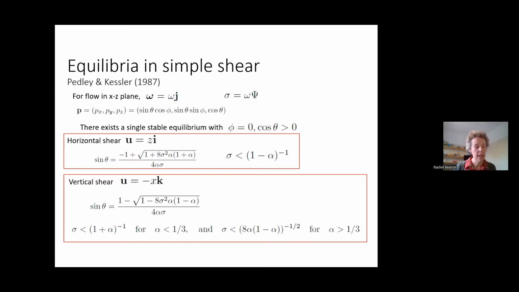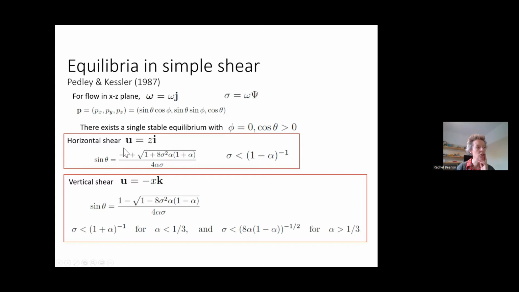Now, digging back to some classic results from the 80s, we can compute what the equilibrium states are when we put these cells in simple shear. I'll put some maths up and then show some phase portraits to try and explain this a bit more. So if we have flow which is horizontal shear, so we're thinking of all just 2D flow, simple flow in the XZ plane.